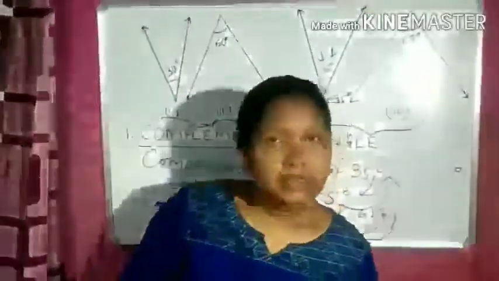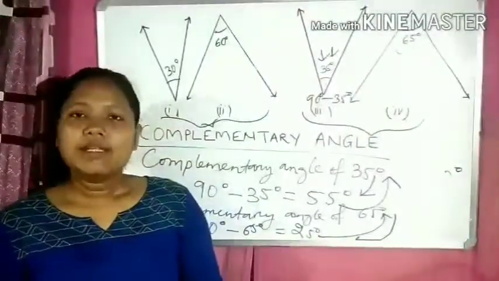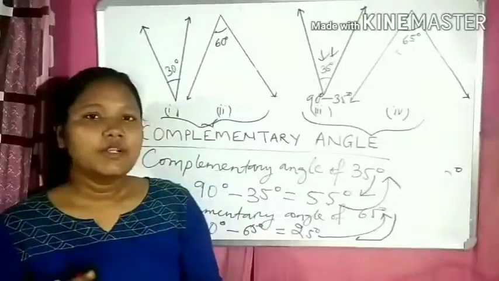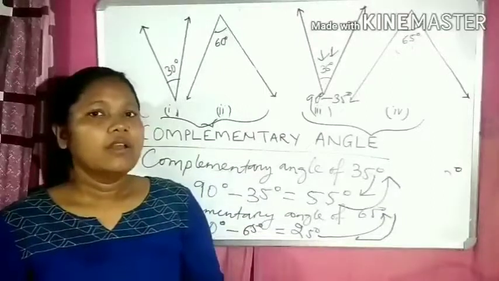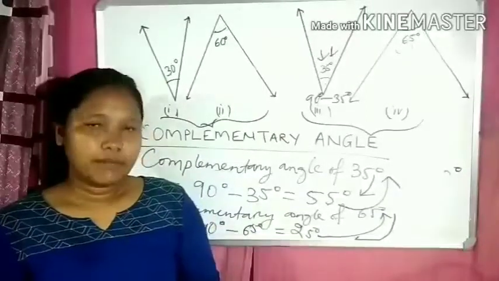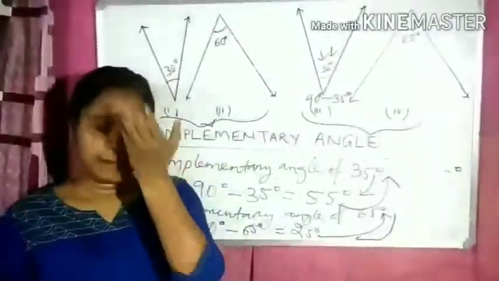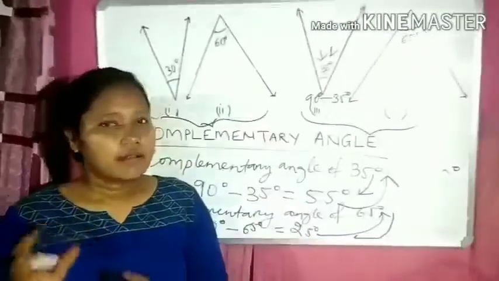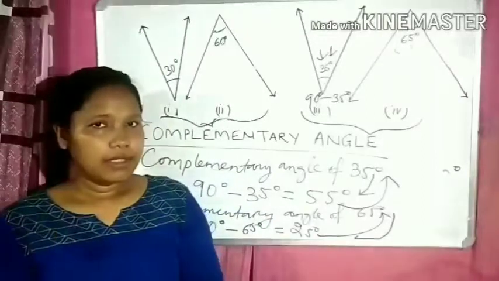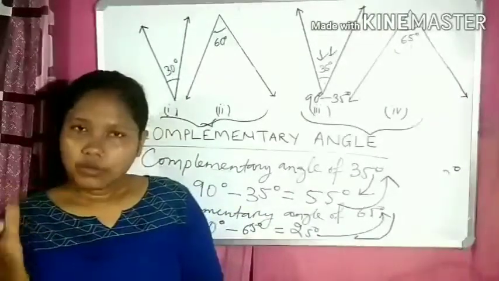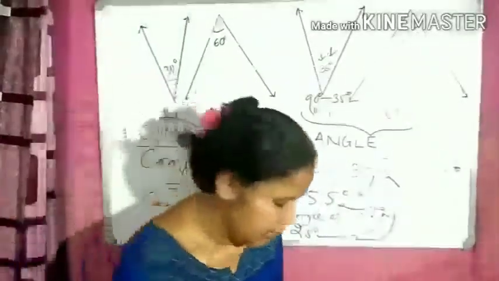There is another thing given. Can two obtuse angles be complementary, or can two acute angles be complementary, or can two right angles be complementary? Meaning, if we add two acute angles, is the sum 90, or the sum of two obtuse angles, or the sum of two right angles? Let's see.